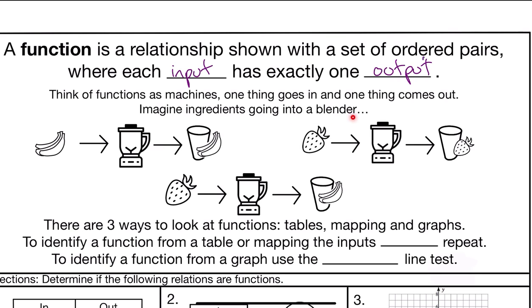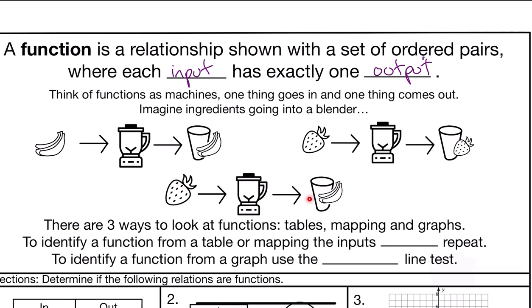Imagine ingredients going into a blender. So here our blender would be our function. Into the blender goes bananas. They go in the blender, and then you get a banana smoothie. When one thing went in, you got one thing out. Let's say strawberries go into our blender, and then you get out a strawberry smoothie. Also makes sense. One thing went in, one thing came out.